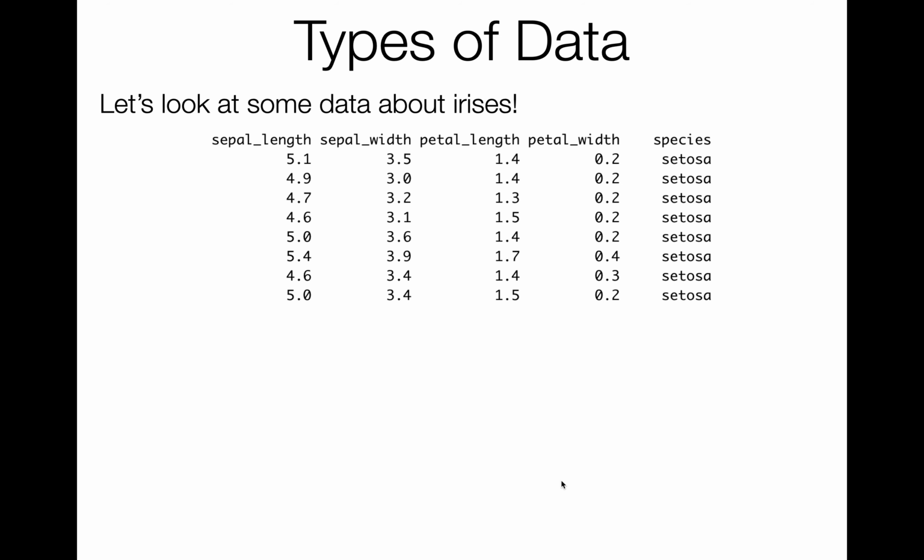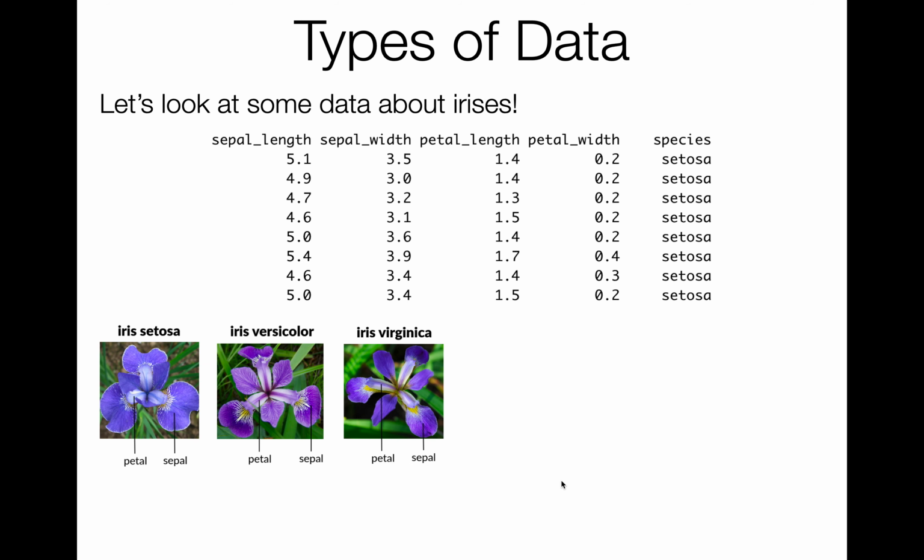So we have 5 variables here: sepal length, sepal width, petal length, petal width, and species. These are all things about irises, and I will show you a picture and tell you what sepal and petal mean. But we have 5 variables here. Some are numbers and some are not, and that's okay. They're all data. And so here's a picture of what these irises look like.